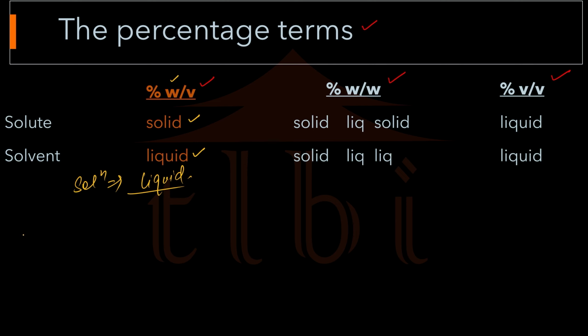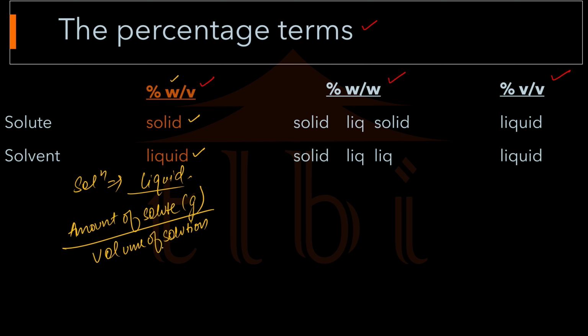So, how is it calculated? Percentage weight by volume is calculated by the amount of solute in grams divided by the volume of solution. Remember this, it's solution, not solvent, multiplied by 100%, right? So, that will be your percentage weight by volume.